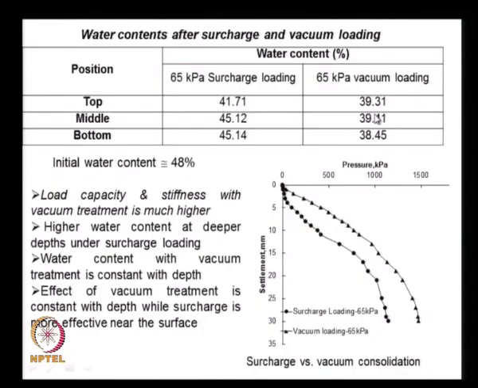So, that means that the effect of vacuum is relatively constant with depth, whereas the effect of surcharge is more at the ground surface and reduces as we go down. And here we see the effect of surcharge treatment and vacuum treatment on the response of a stone column. The surcharge-treated stone column is relatively soft, and it has a lower bearing pressure as compared to that treated with vacuum.